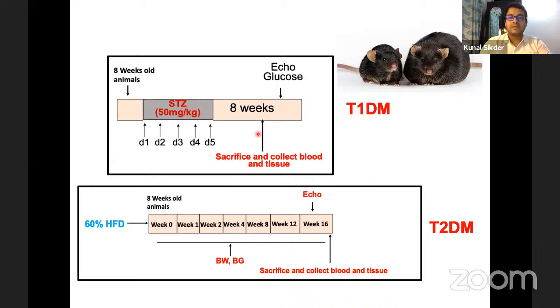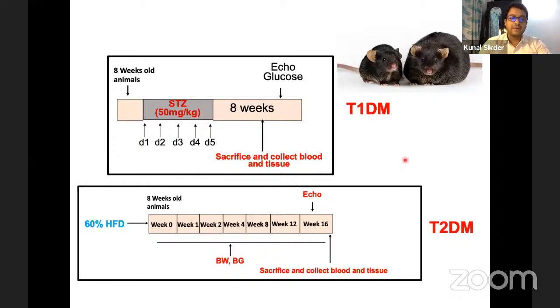And then at 8 weeks, we do the echocardiography of the heart. We can also do echocardiography in mouse, just like human. The instrument is smaller, but the thing is the same. And then we collect the blood and sacrifice the mouse. So this is the type 1 diabetic model.